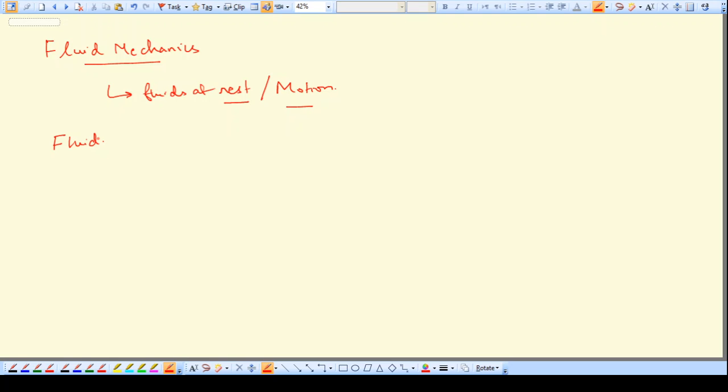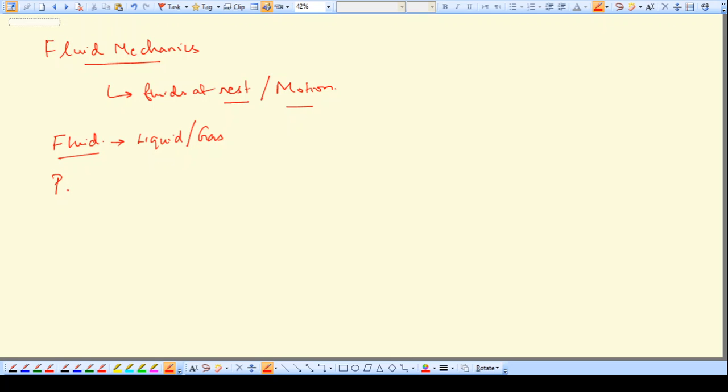So what is a fluid? Any substance in the liquid or gas phase is called a fluid. So liquid or gas, it is referred to as a fluid.